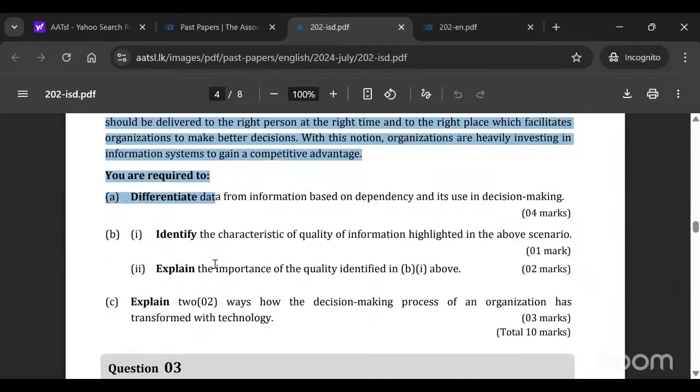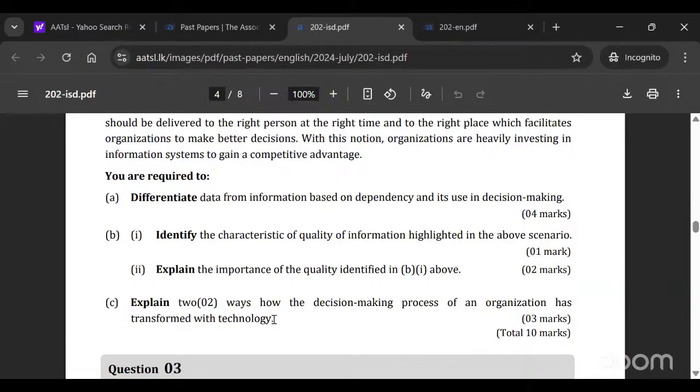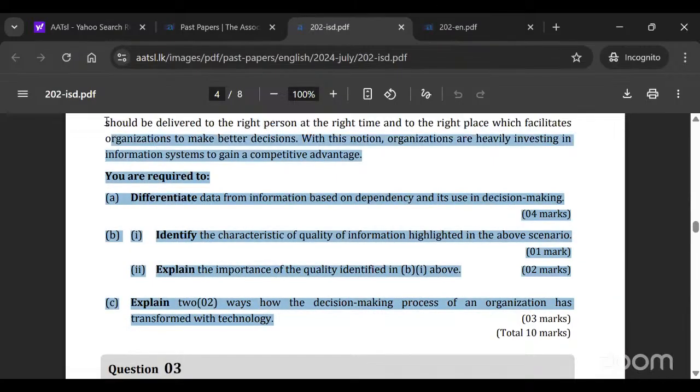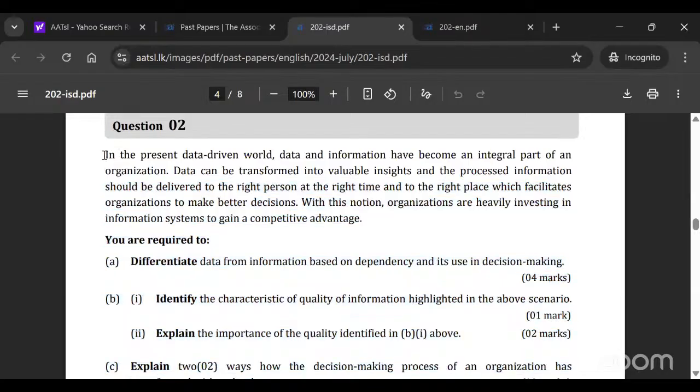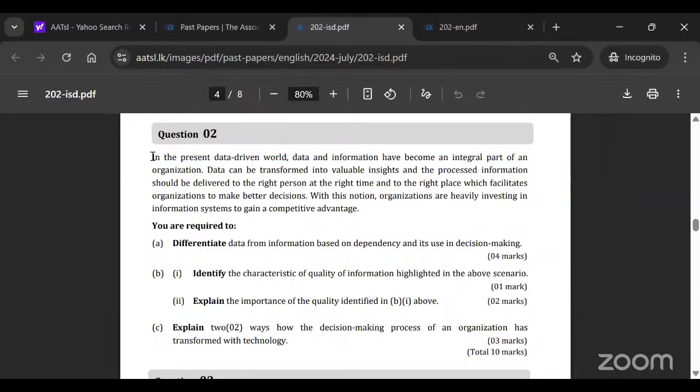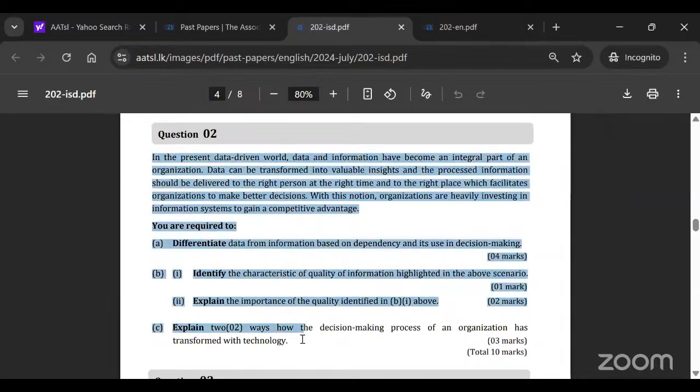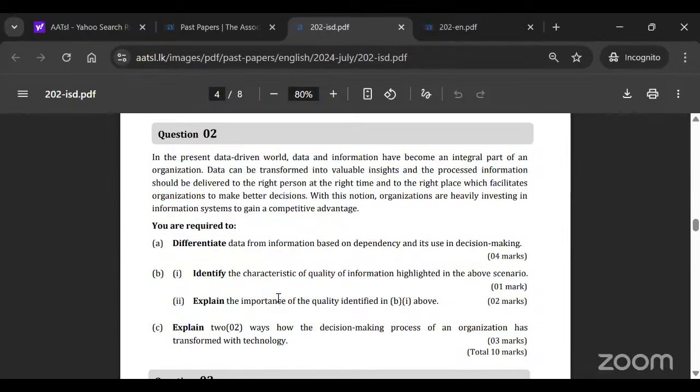If we have collected data which is incomplete, then the information we are processing will be affected in this particular process, right?